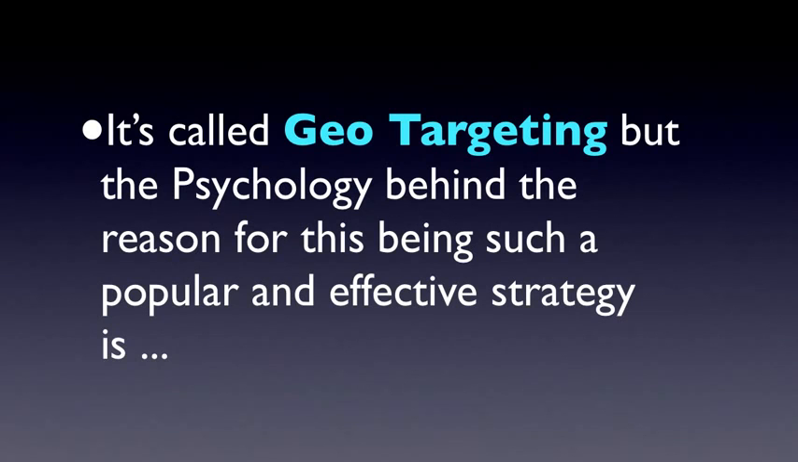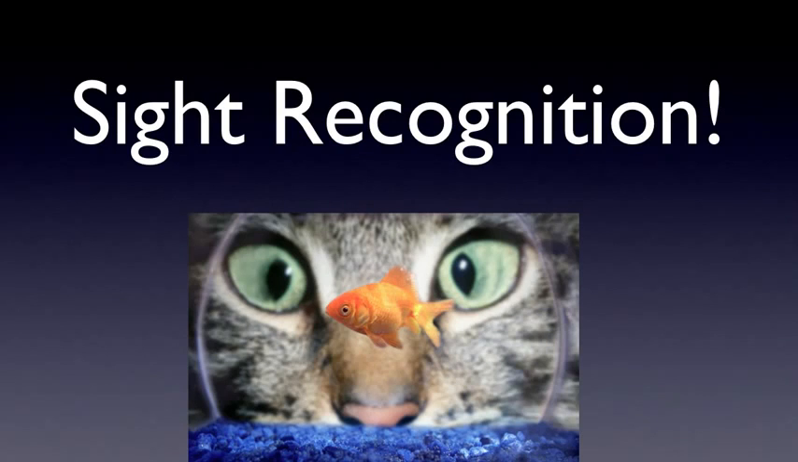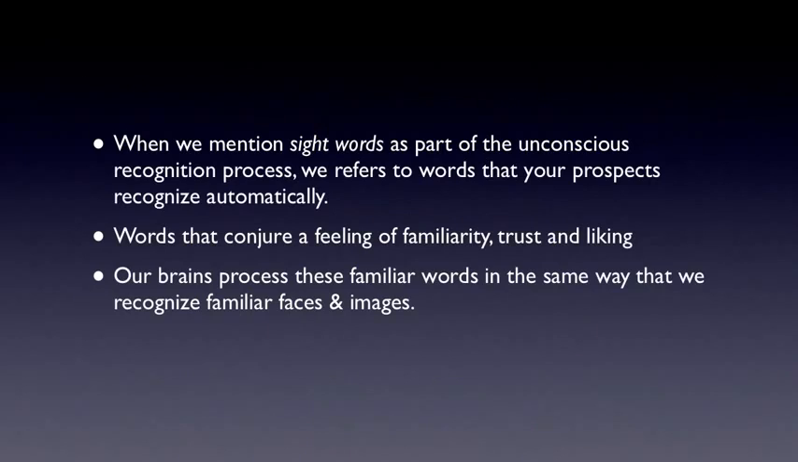Well, it's called geo-targeting, but the psychology behind the reason for this being such a popular and effective strategy is sight recognition. It's something very, very important that is used commonly in marketing, but it's not something that most people recognise as being the actual psychological influence that's really making the difference.